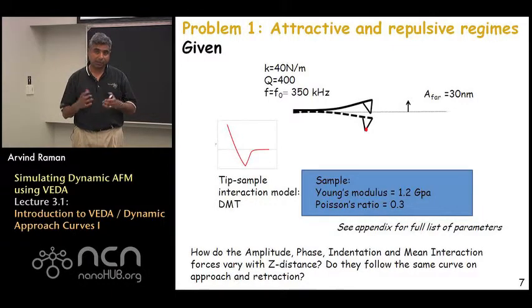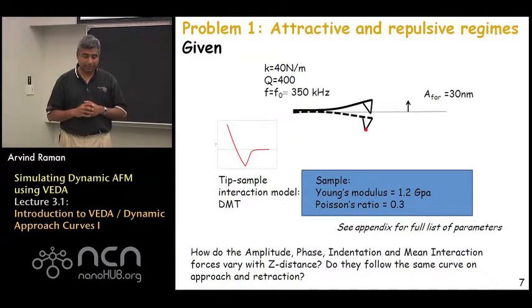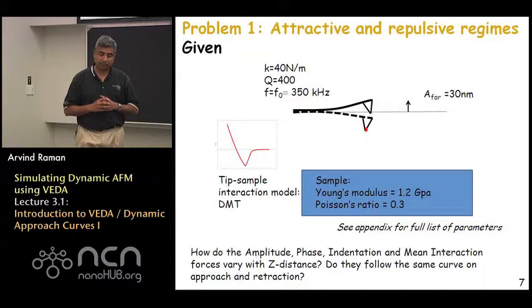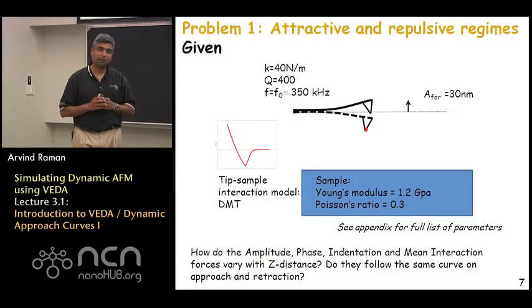The tip has a nominal radius of 20 nanometers. The Young's modulus of the tip is 130 gigapascal. And there's a sample that you're going to be approaching. And the sample is a soft polymer with a Young's modulus of 1.2 gigapascal and a Poisson's ratio of 0.3. It's also important to note that for this particular simulation, we want to have the excitation frequency omega being exactly equal to the natural frequency omega naught.